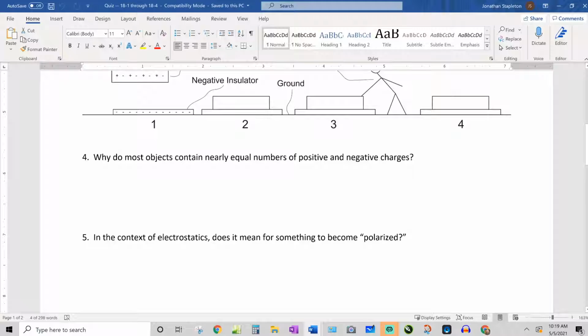Numbers 4 and 5 come from homework questions. Why do most objects contain nearly equal numbers of positive and negative charges? Right now, I'm just about even. I've got like 20 trillion positives and 20 trillion negatives, and I generally stay that way. Does anybody know why?